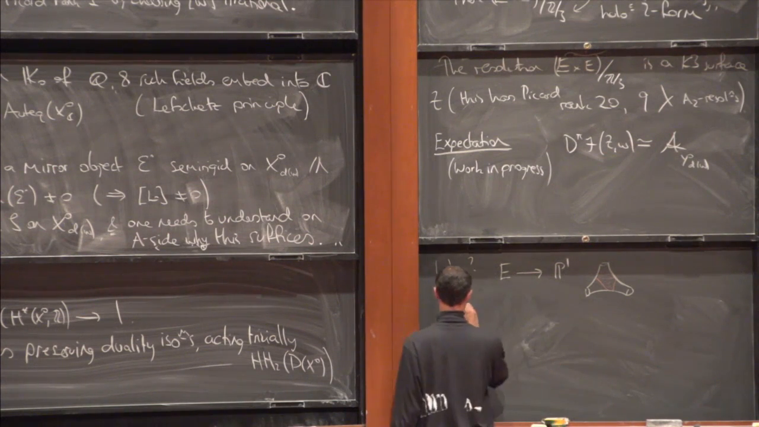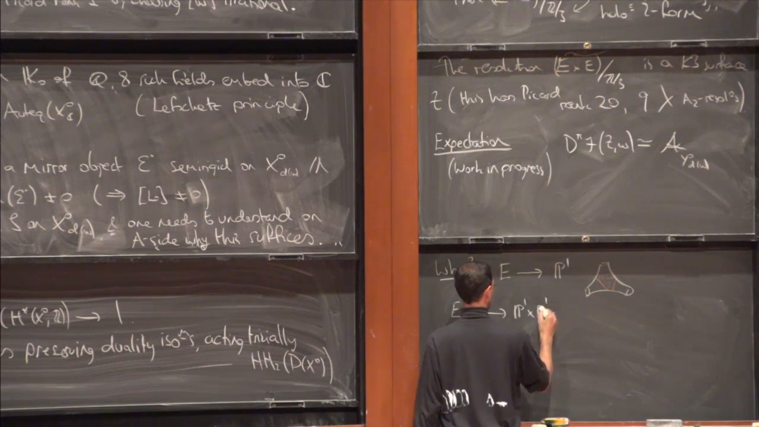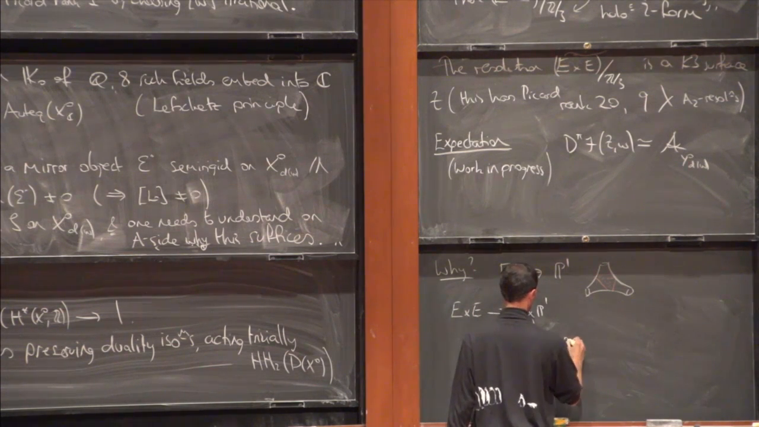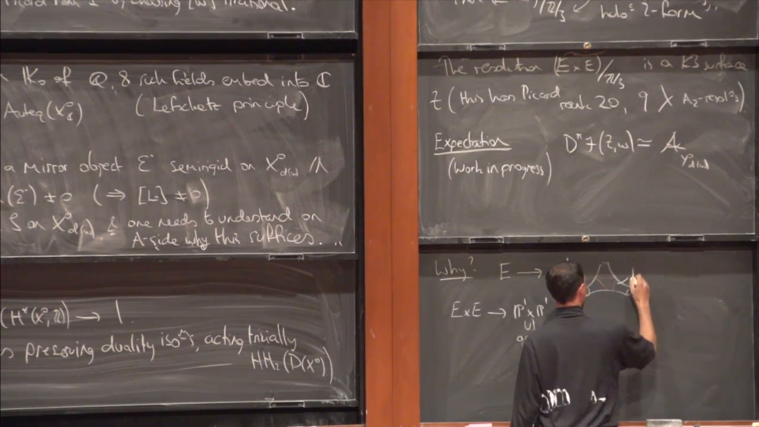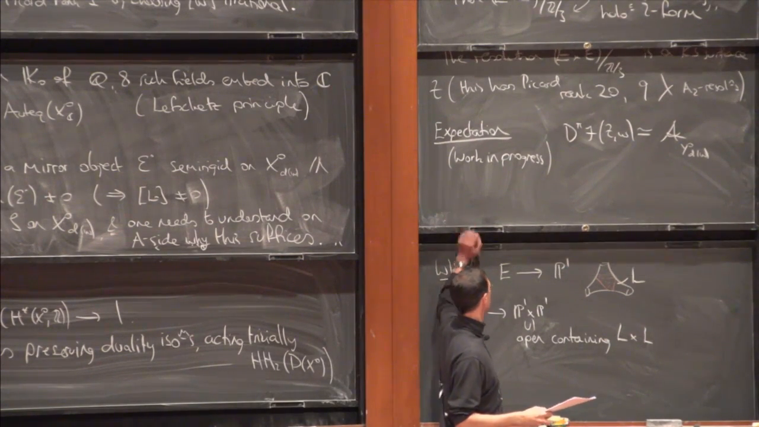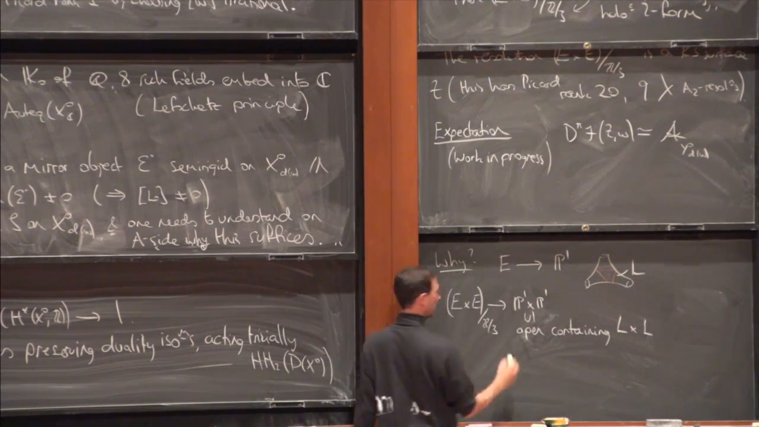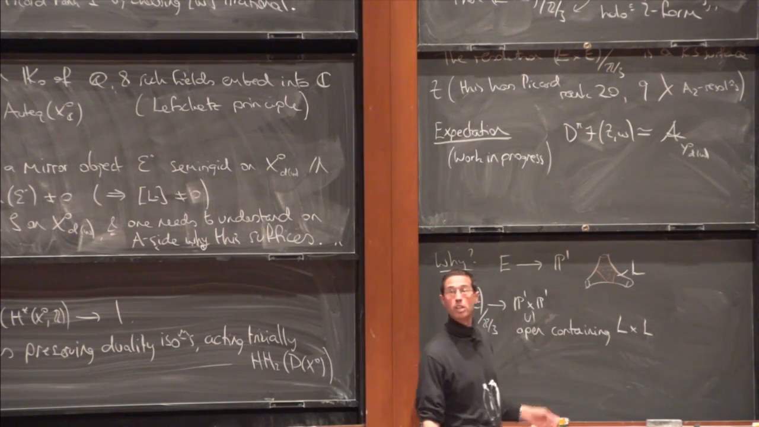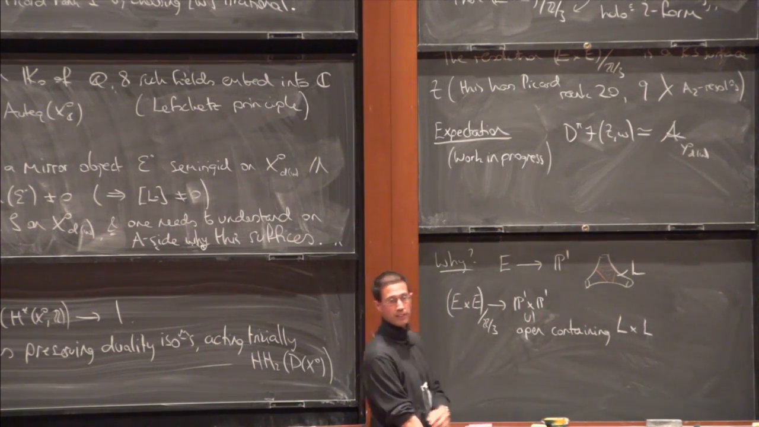So E times E maps down to P1 times P1, and this contains an affine open containing the self product of this immersed circle with itself. So this singular K3 surface, E times E mod Z3, contains various immersed tori. They become embedded upstairs in E times E, which are lifts of this red curve.